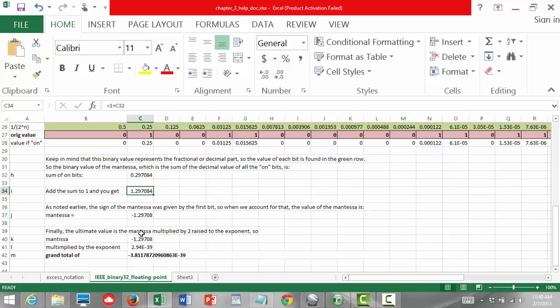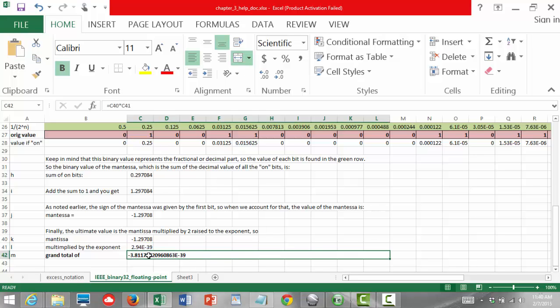And finally, the value that we're looking for is the mantissa multiplied by 2 raised to the exponent. 2 to our exponent was negative 128. So our mantissa was this negative 1.29708. The exponent was 2.94 to the negative 39th. And if you multiply those, you get this very long number here.